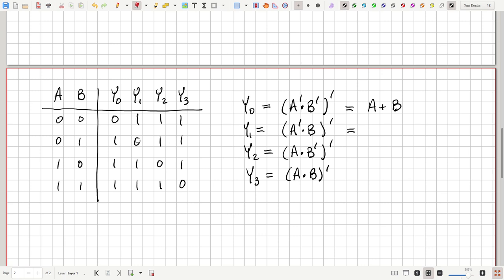And we could do a similar thing for the other columns. So here, you're going to have zero only when A is zero and B is 1. Well, we can write that as A or not B.